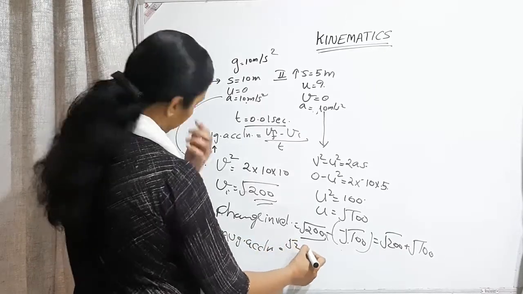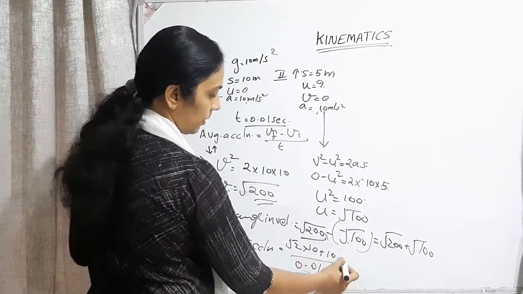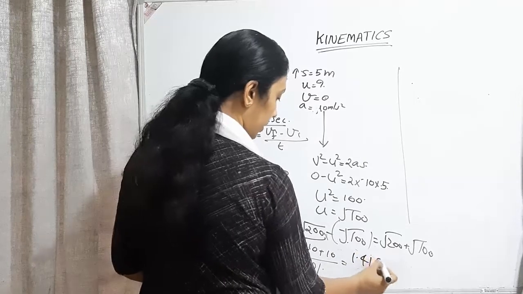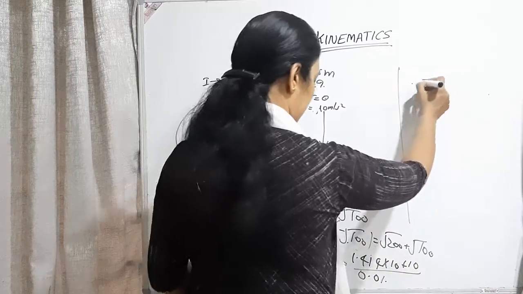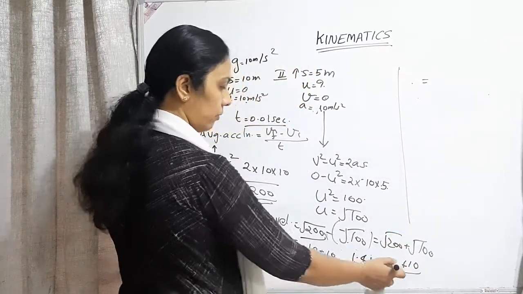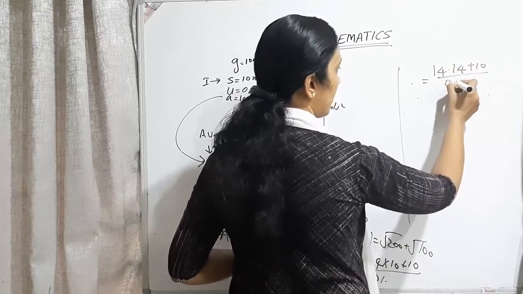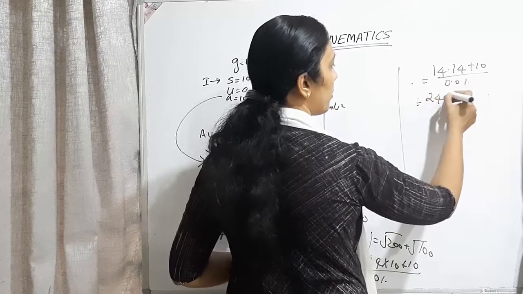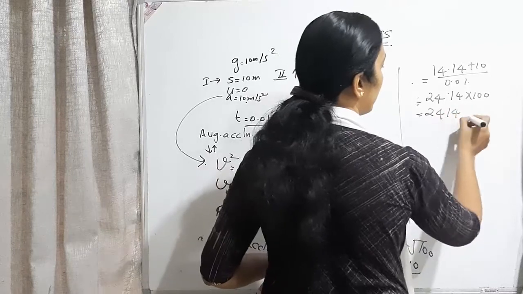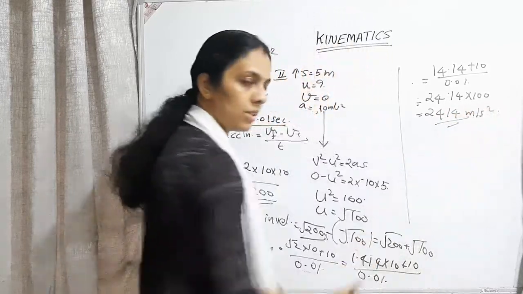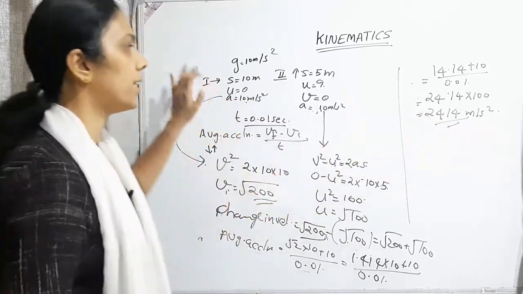Average acceleration is root 2 into 10 plus 10 divided by 0.01. Root 2 is 1.414, into 10 plus 10 divided by 0.01. That will be equal to 14.14 plus 10 divided by 0.01. So here we will get 24.14 into 100. So the answer is 2414 meter per second square. So the first option, 2414 meter per second square, is the correct answer.